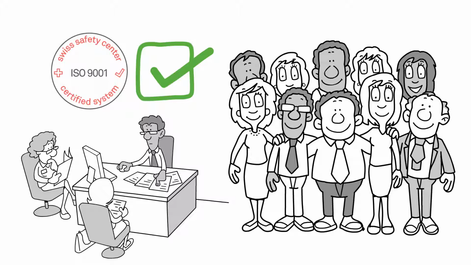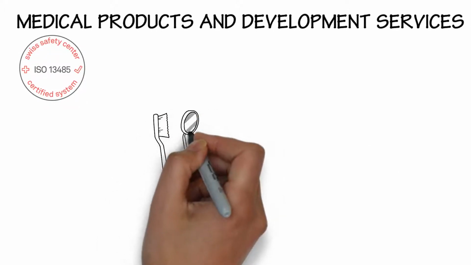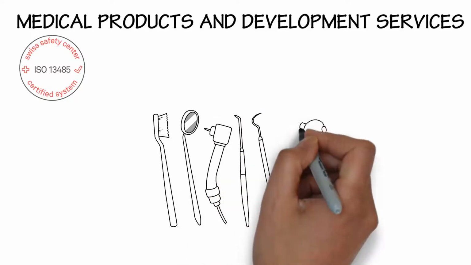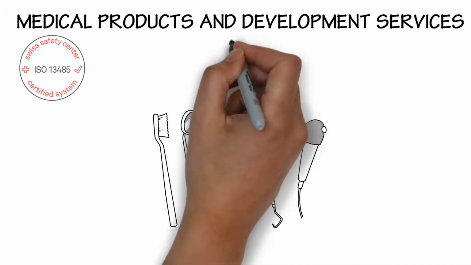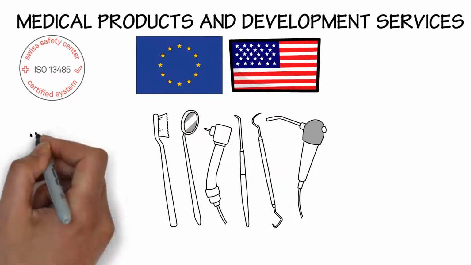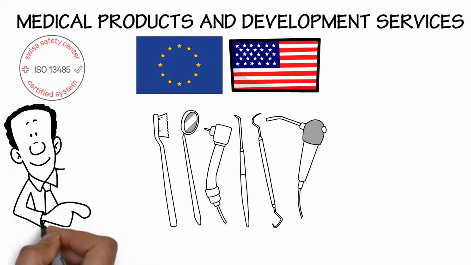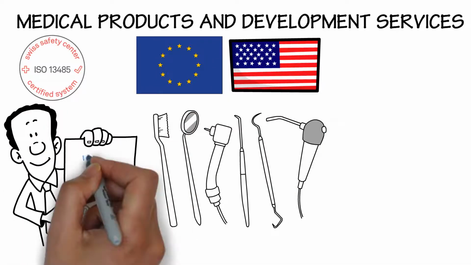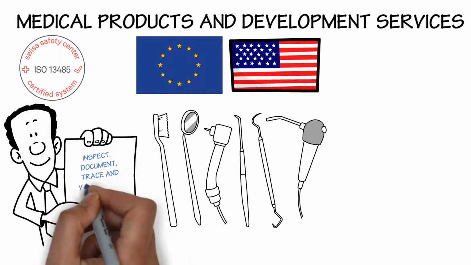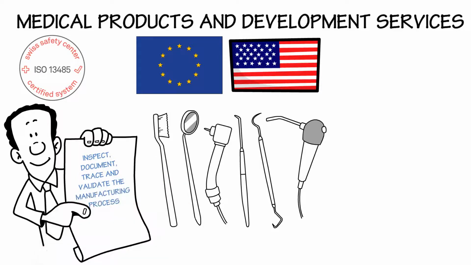Some customers may ask for medical products and development services. ISO 13485 provides the main guidelines to be followed in a quality management system specifically for the design and manufacturing of medical devices, especially for the US and the European market. It explains the requirements to inspect, document, trace, and validate the manufacturing process of medical devices.